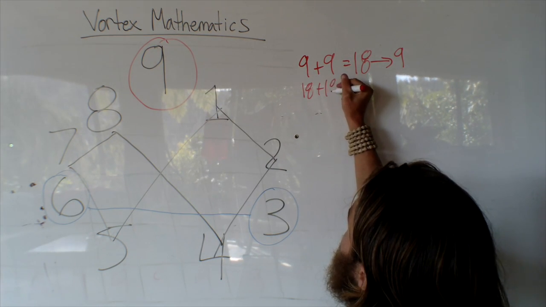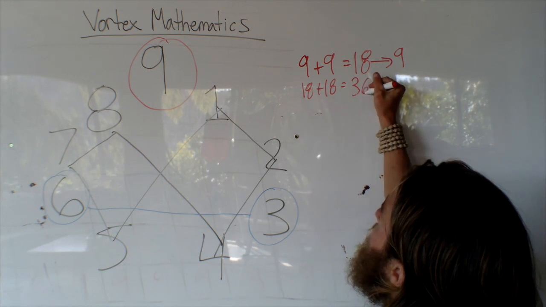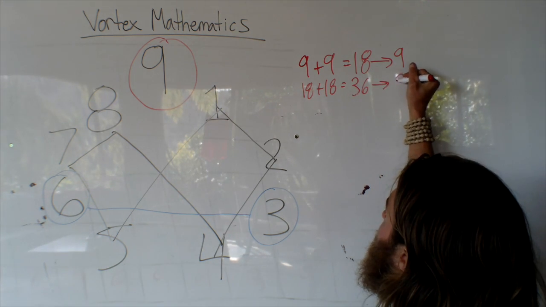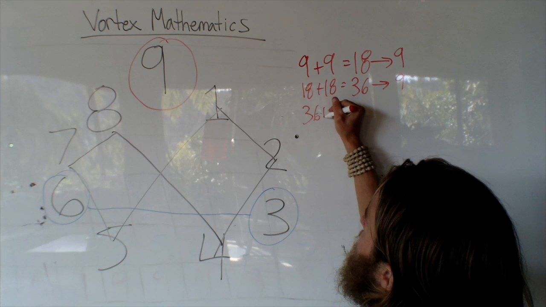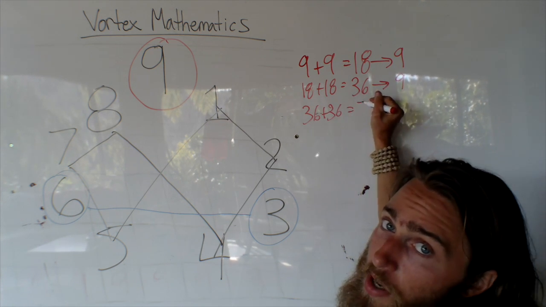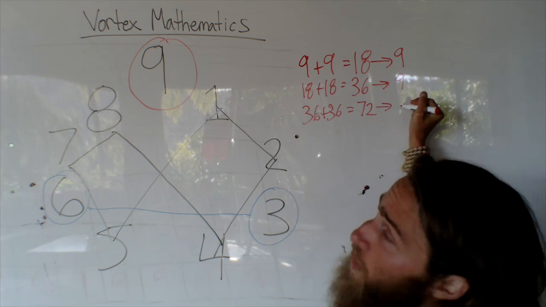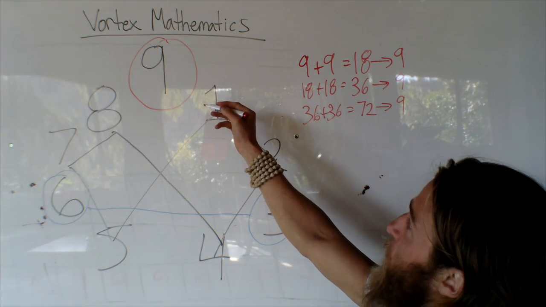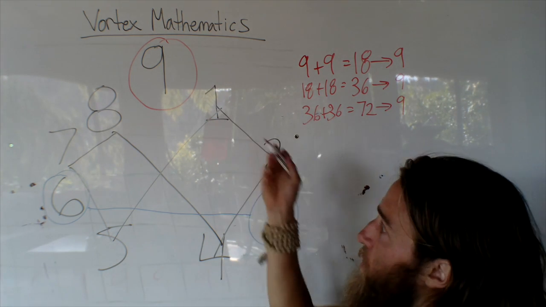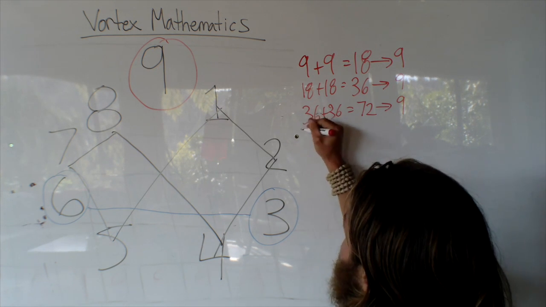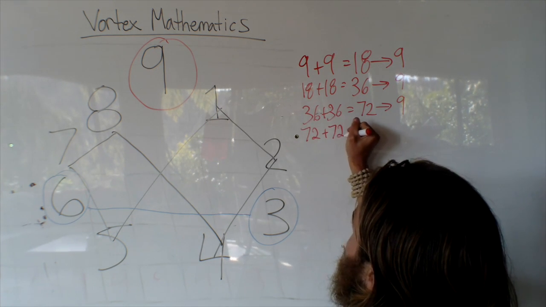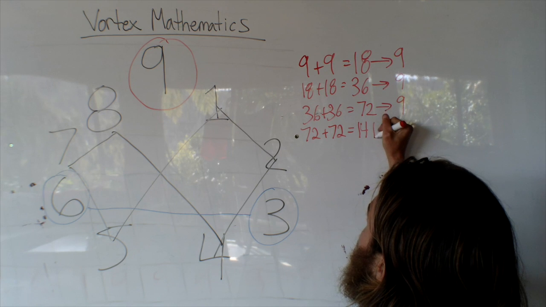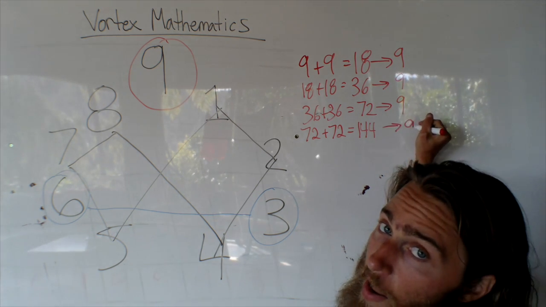18 plus 18 equals 36. 3 plus 6, 9. 36 plus 36 equals 72. 7 plus 2, 9. 9 is its own pattern. It always equals 9. 72 plus 72 equals 144. 9.